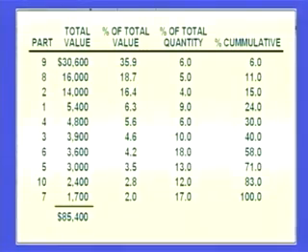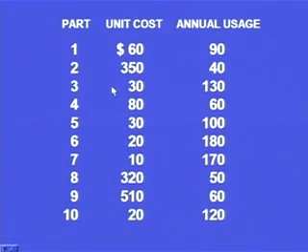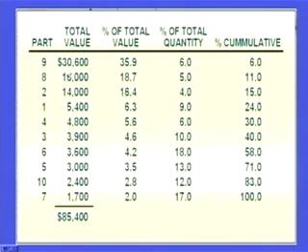On your screen you can see part number 9. If I refer back to the previous slide, the unit cost of part number 9 was $510 and the annual usage was 60. So just by multiplying it we get $30,600. Similarly for all the parts we get the total value.